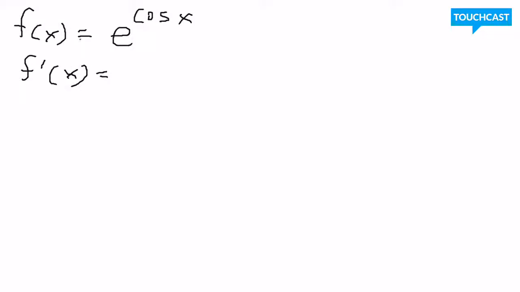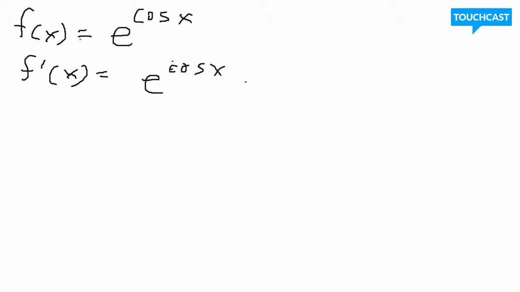well, f prime of x is going to be whatever base function this was. In this case, this is an e to the something problem. So it's going to be the same e to the something, because that's how we take the derivative of an exponential function. And then we would multiply by the derivative of the exponent.